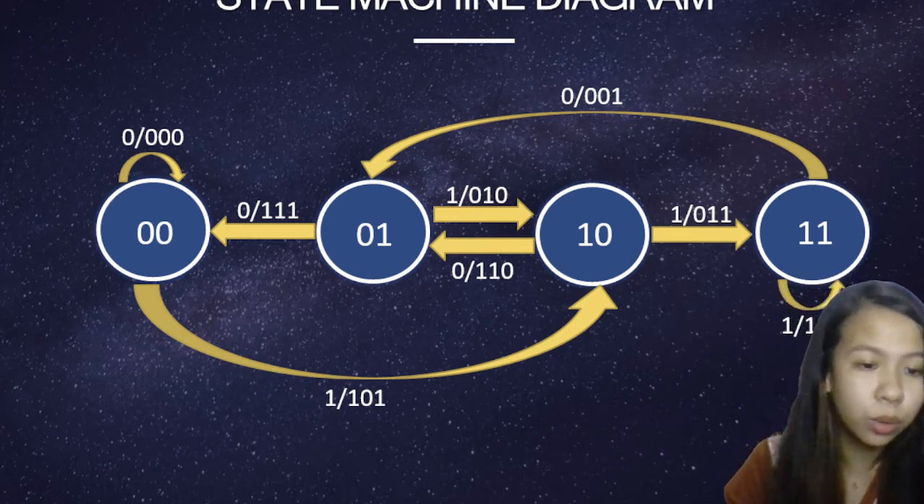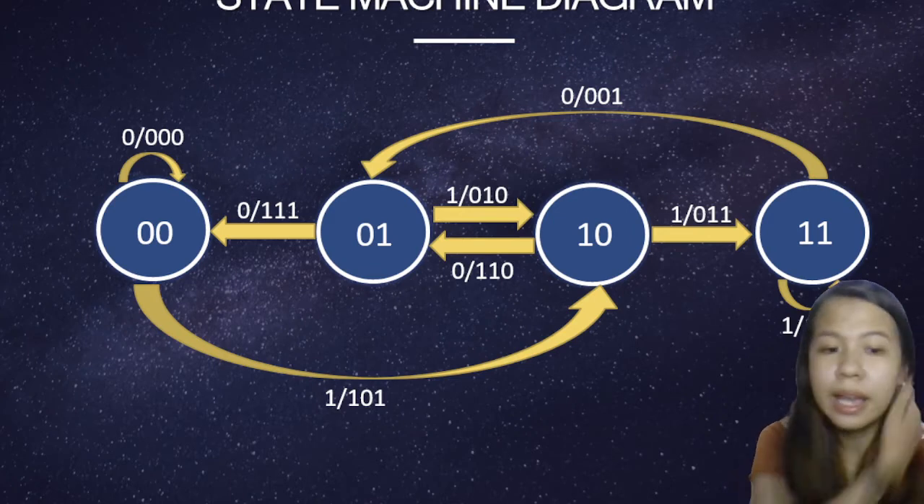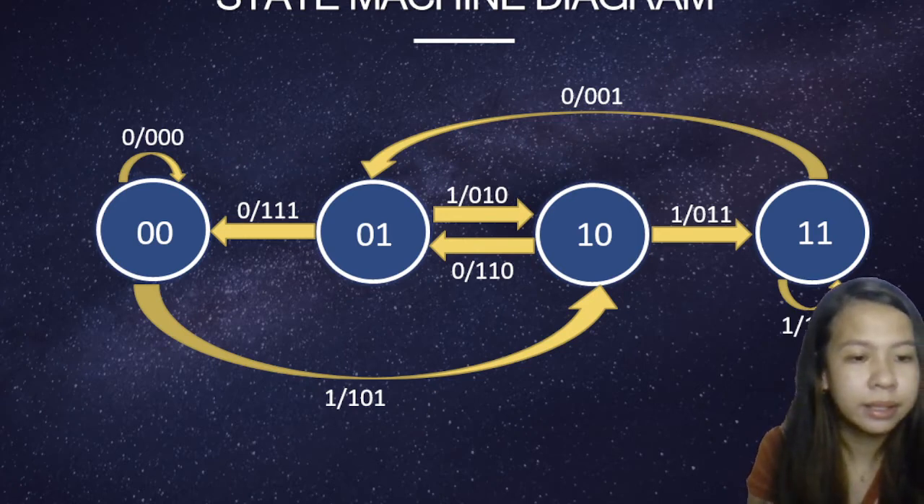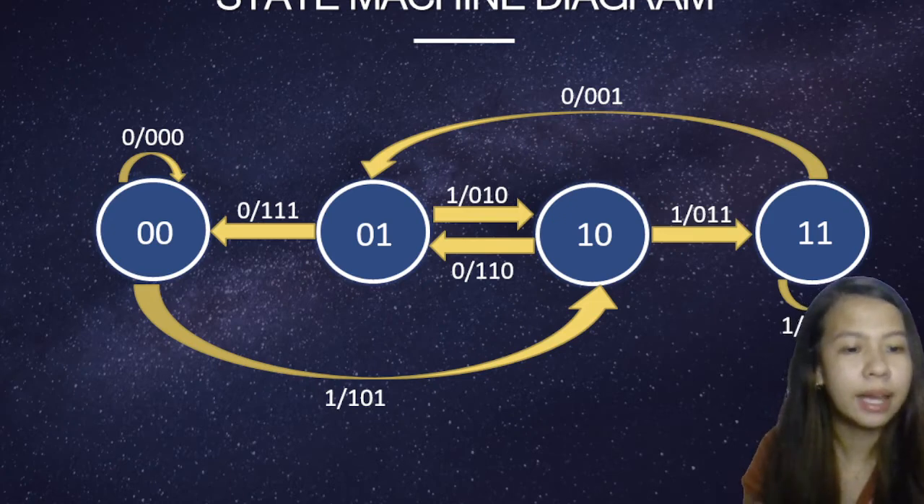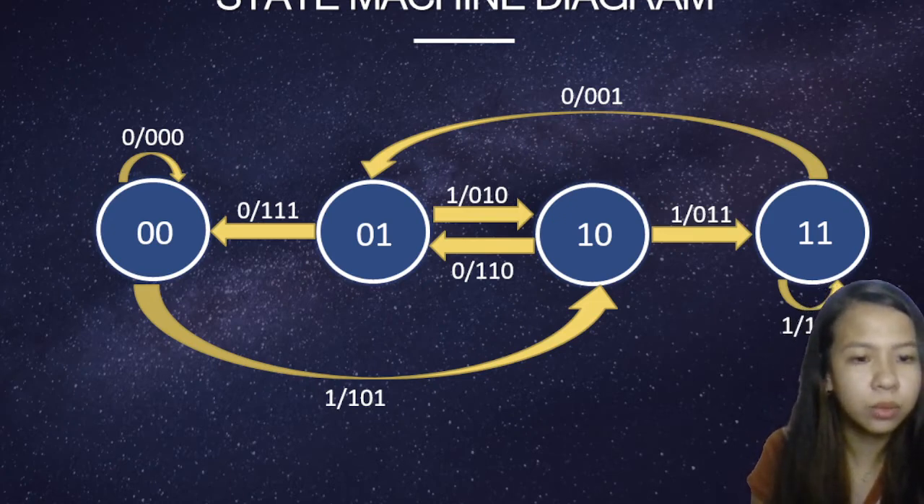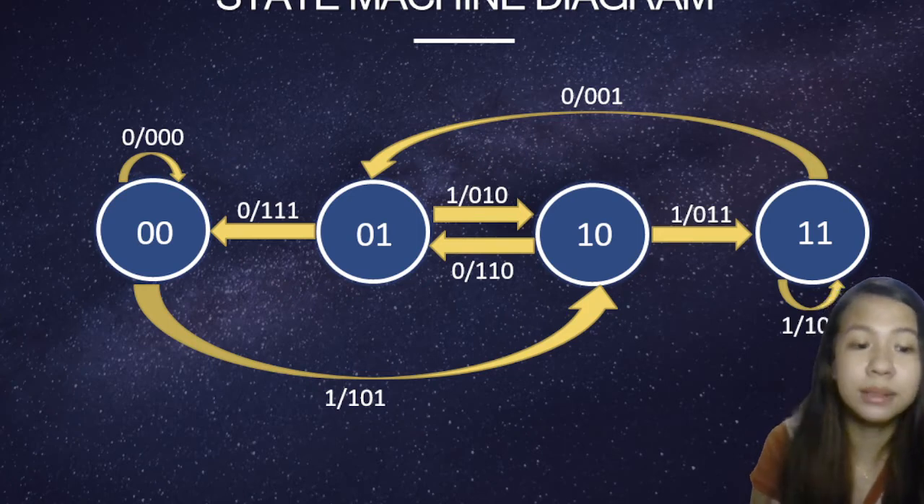Next, if the input is 0 here, and the current state is 1, 0 here, then the next state is 0, 1 here, 0, 1, 1, 0, then the output is 1, 1, 0.